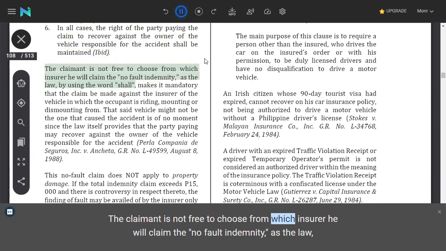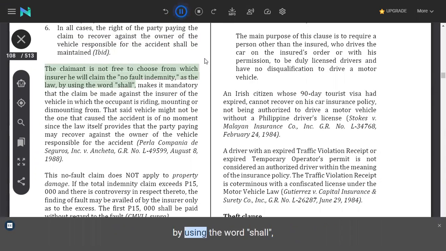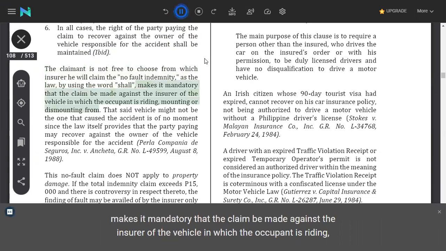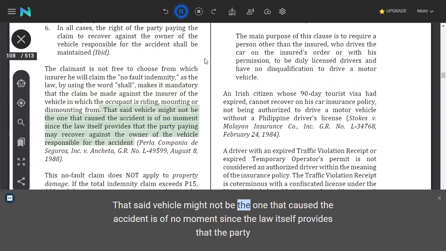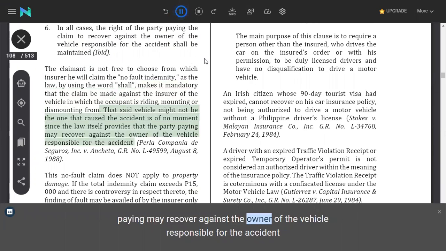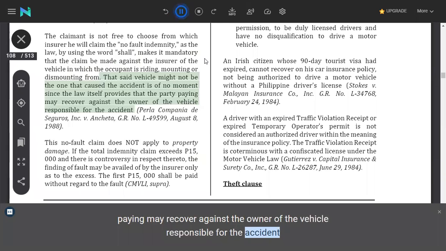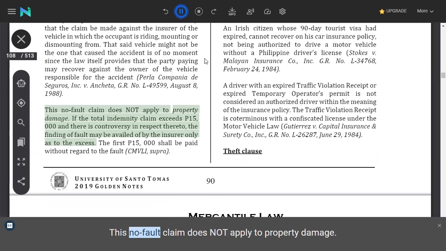The claimant is not free to choose from which insurer he will claim the no-fault indemnity, as the law, by using the word shall, makes it mandatory that the claim be made against the insurer of the vehicle in which the occupant is riding, mounting or dismounting from. That said vehicle might not be the one that caused the accident is of no moment, since the law itself provides that the party paying may recover against the owner of the vehicle responsible for the accident.